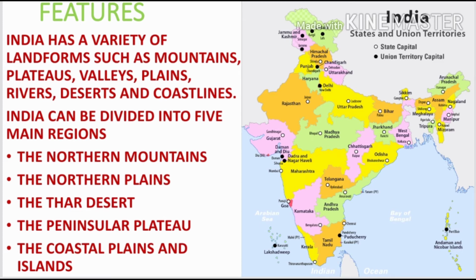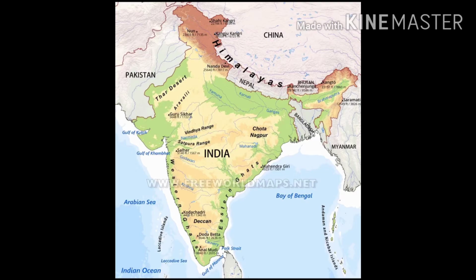India can be divided into five main regions, that is the northern mountains, the northern plains, the Thar desert, the peninsular plateau, the coastal plains and islands. You can see the picture here, the Himalayas, that is the northern mountains. You can see here the northern plains, that is below the Himalayas.